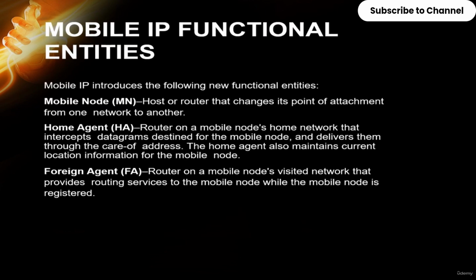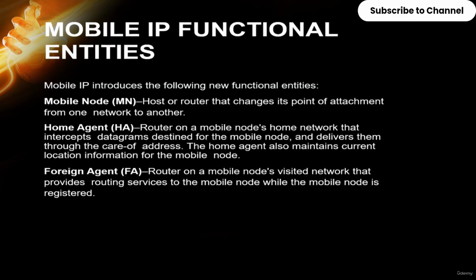How is this achieved? It is achieved through functional entities. The functional entity available in mobile IP is the mobile node. In mobile IP, a mobile node is a host or router node, or we can simply say it is a mobile phone or a laptop. That is the mobile node.